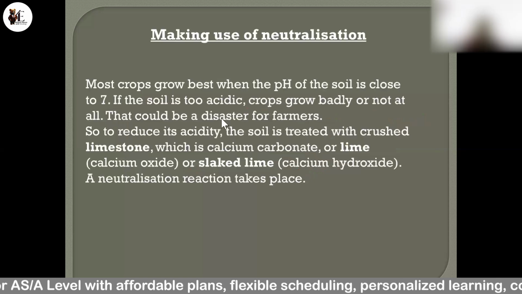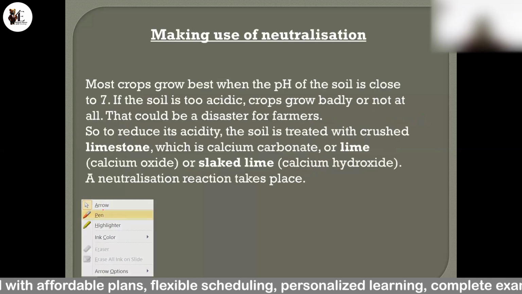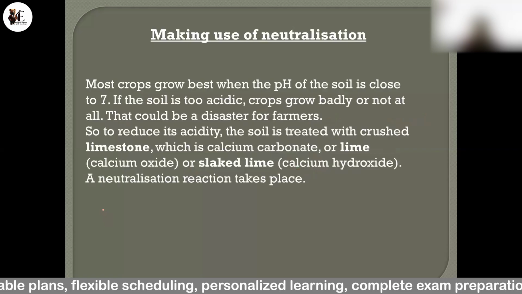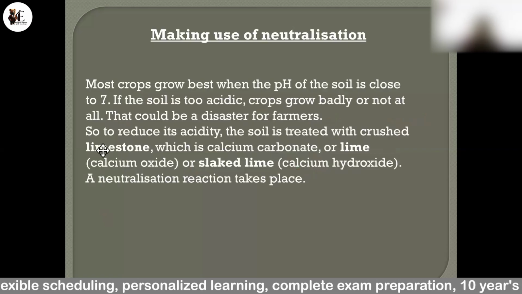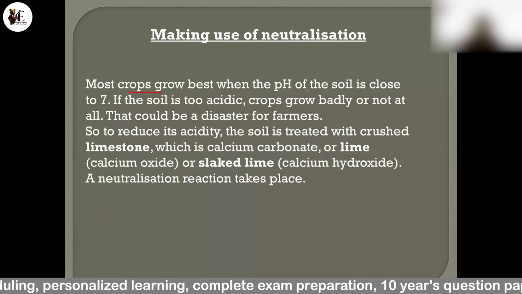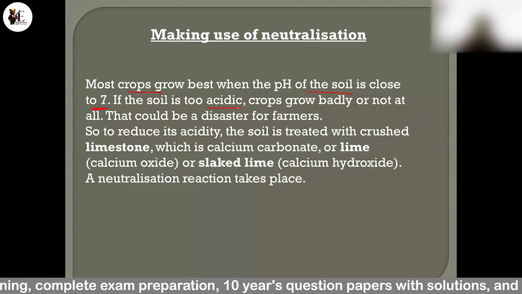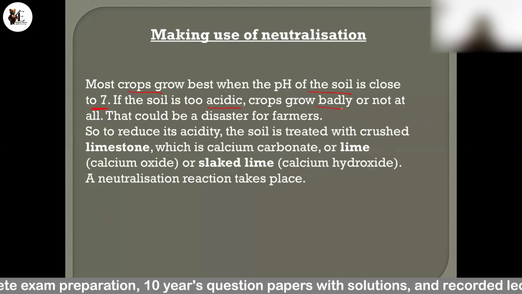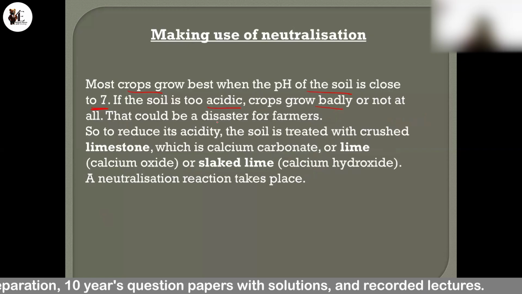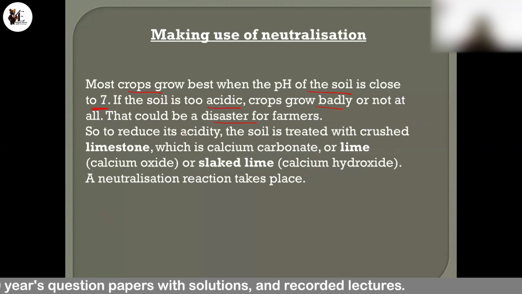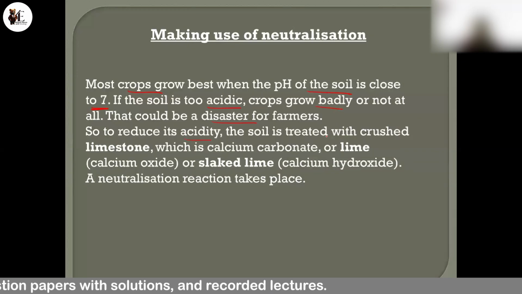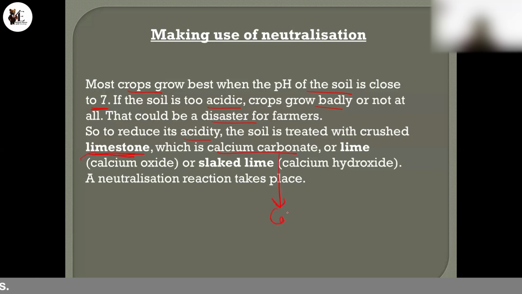Okay, now let us see what is the use of this neutralization reaction. Why it is necessary to study. So see, most crops grow best when the pH of soil is close to 7. If the soil is too acidic, that means less than 7, crops will grow badly or not at all. So it could be a disaster for farmers. To reduce its acidity, what do the farmers do? They add crushed limestone to the soil. Limestone is calcium carbonate. Calcium carbonate is CaCO3.